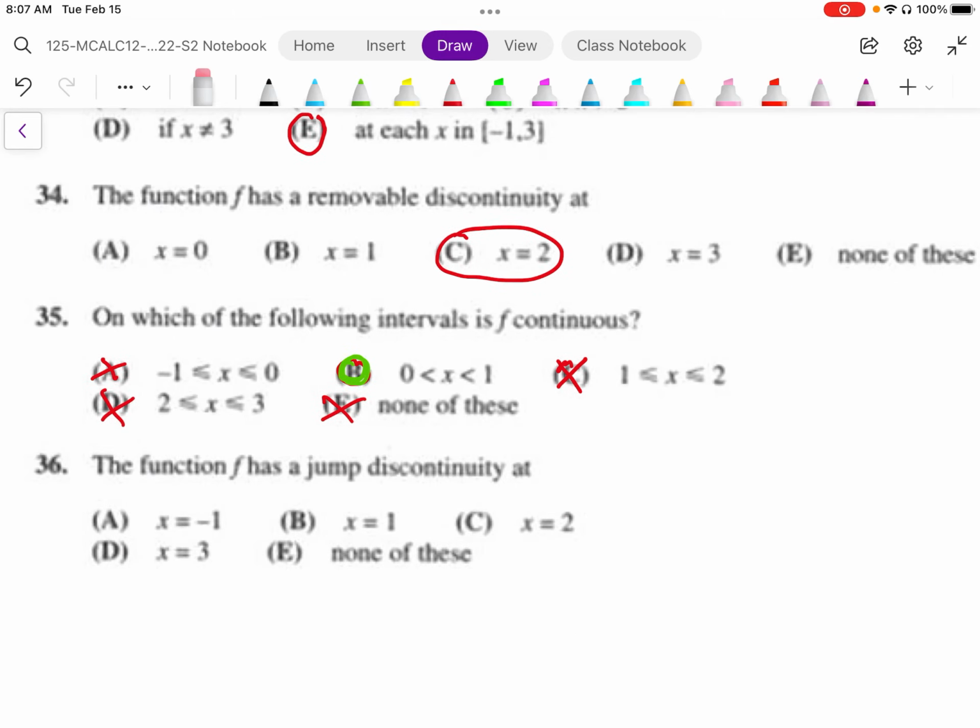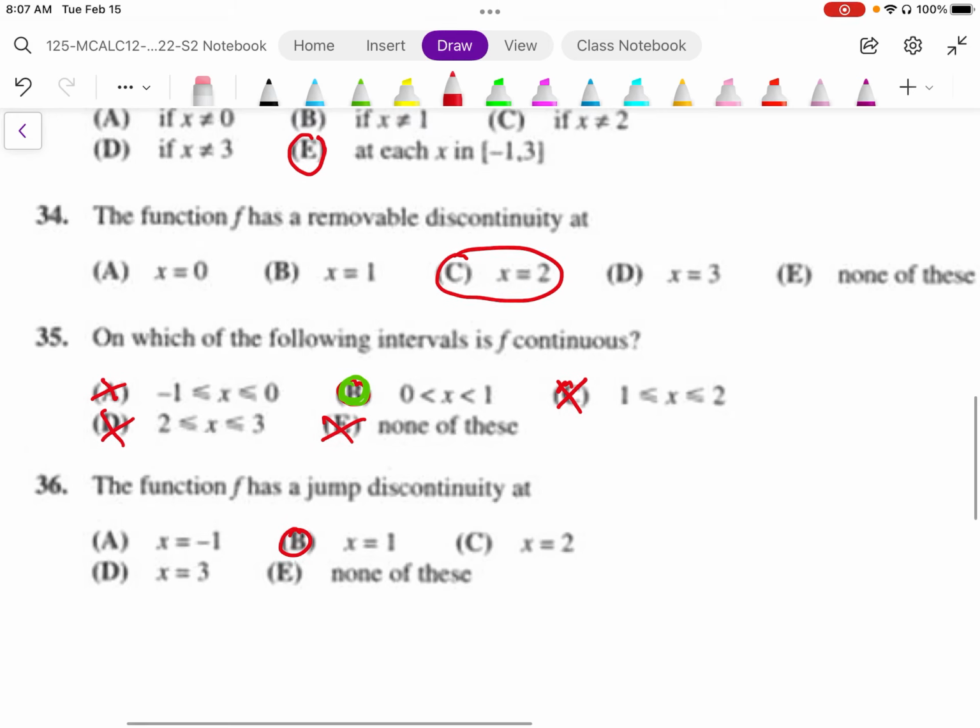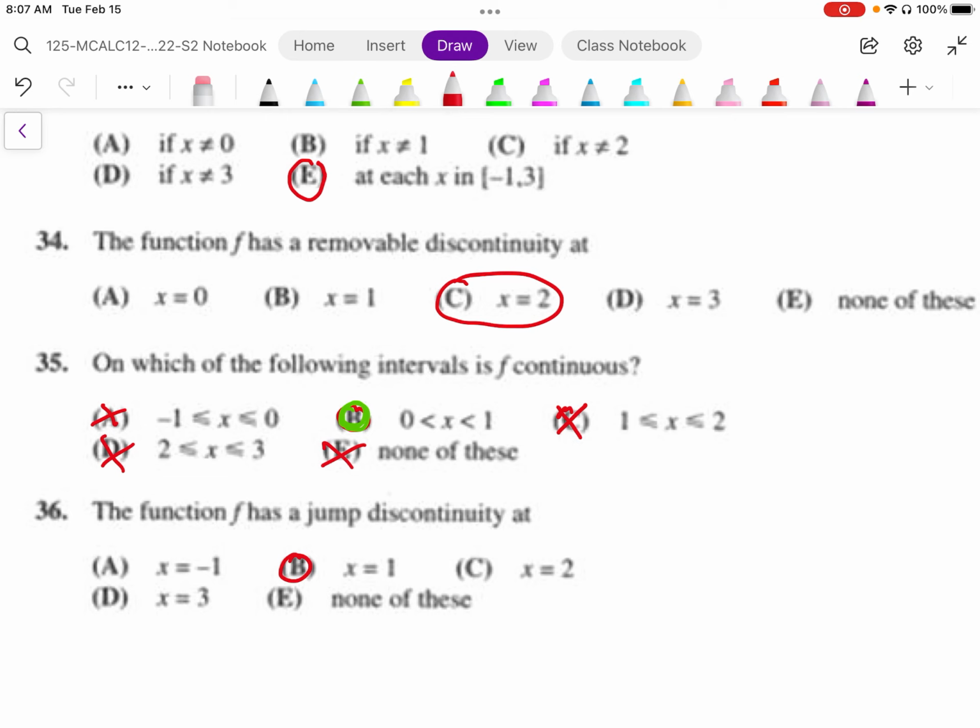At x equals 1, yes, that's true. At -1, there's no jump discontinuity. At 2, there's none. And at 3, there's none. So there's only a jump discontinuity occurring at x equals 1.